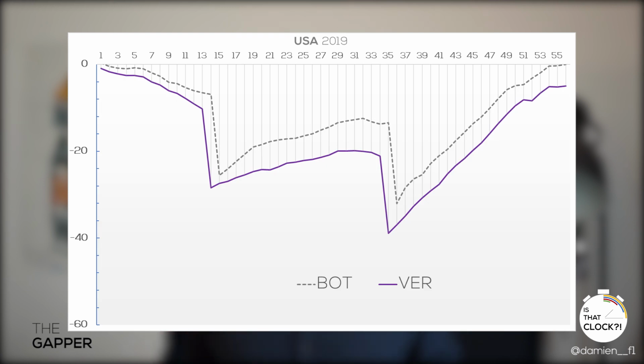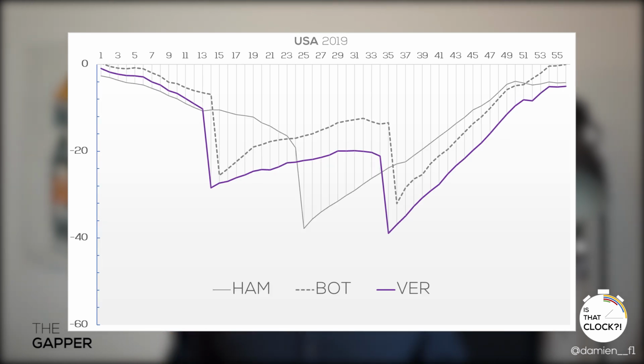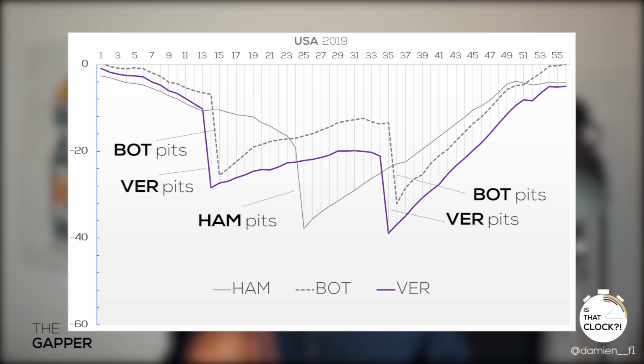USA 2019. That was a pretty straightforward 3-way battle for the lead between Bottas and Verstappen on a 2-stop and Hamilton on a 1-stop strategy. The race duration was 1 hour 33 minutes 55 seconds, 653. It was 56 laps long. That means the average lap time is 100 seconds, 0.635.